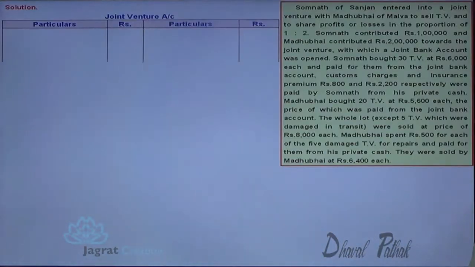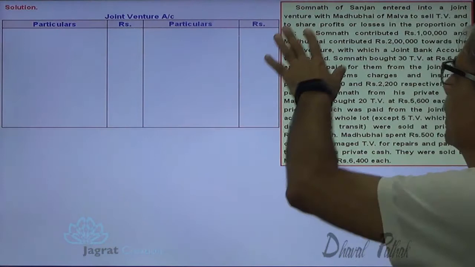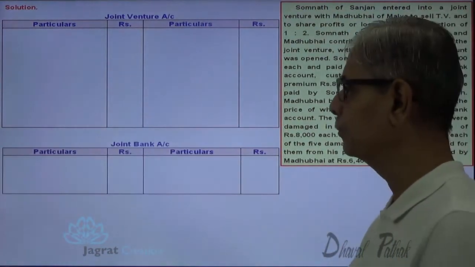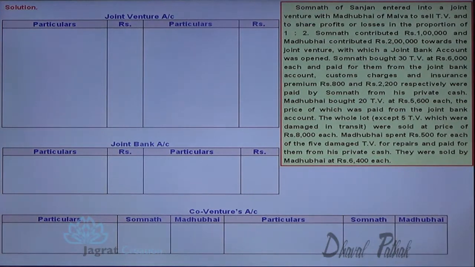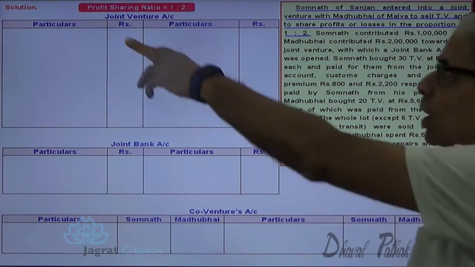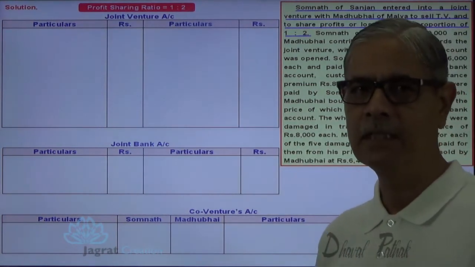Let me start preparing accounts. This is my joint venture account. This is the details of the sum. Joint bank account, partners capital account, co-venturers account, Somnath and Madhubhai. They share profits and losses in the ratio of 1:2. So I write profit sharing ratio at the top for my convenience.